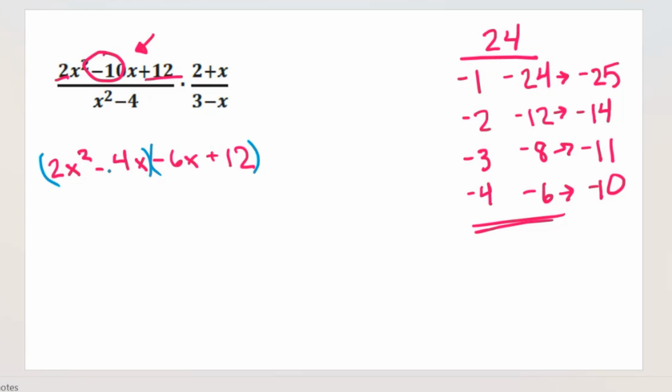Now I'm going to look at 2x squared minus 4x. The greatest common factor that they have is 2x. 2x times x is 2x squared, and 2x times 2 is 4x. For the second piece, if I do the same thing, I want to end up with the same value inside the parentheses, so I know it needs to be x minus 2. What times x is negative 6x? Negative 6. Negative 6 times x is negative 6x, and negative 6 times negative 2 is a positive 12. So this is its factored form.